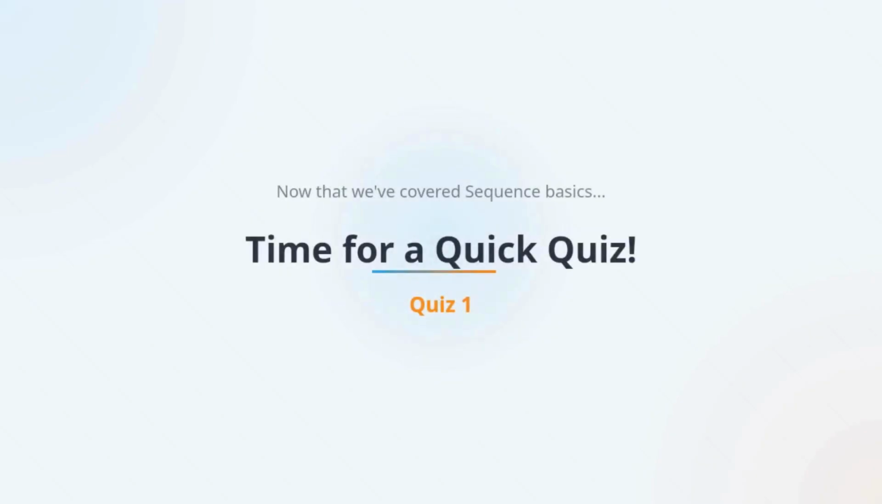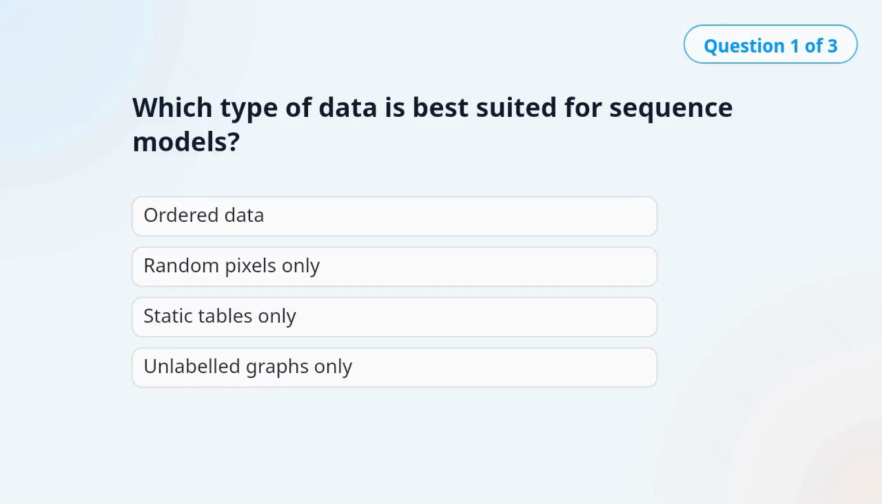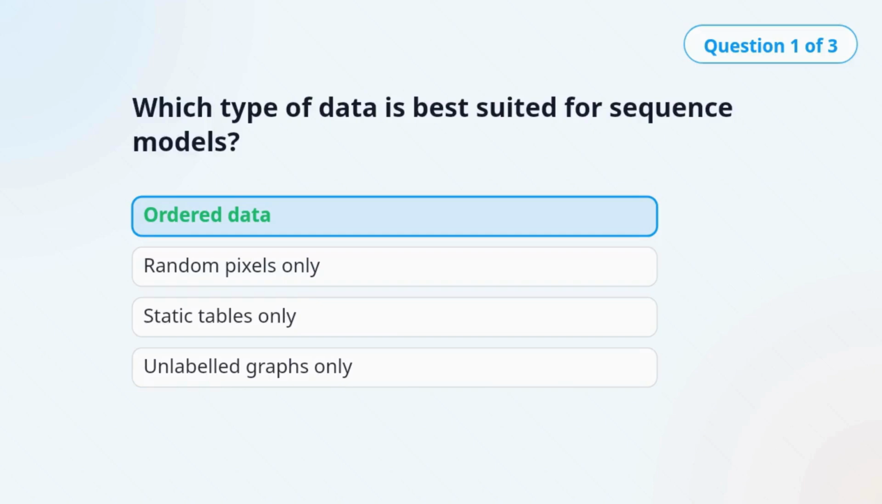Now that we've covered sequence basics, let's test what we've learned so far. Here's quiz number 1. See if you can get it right. Question 1. Which type of data is best suited for sequence models? The correct answer is ordered data. Sequence models are designed for data where order matters, such as text, audio, video frames, and time series.